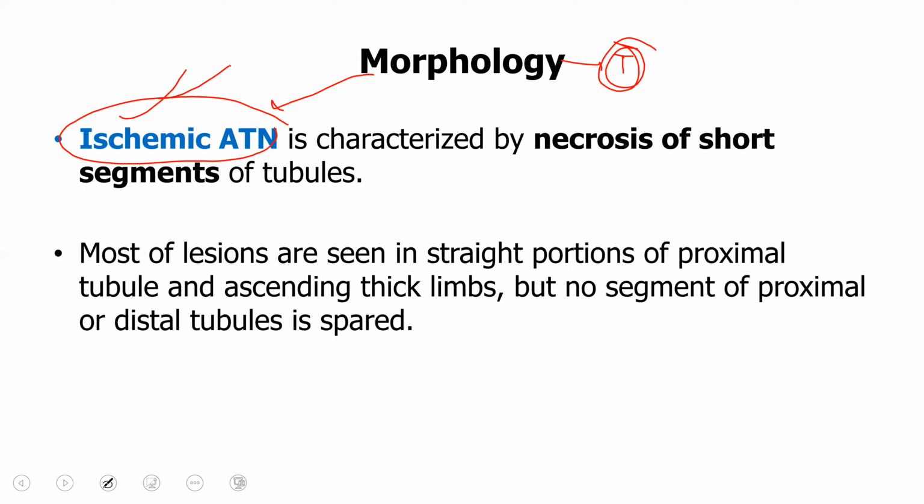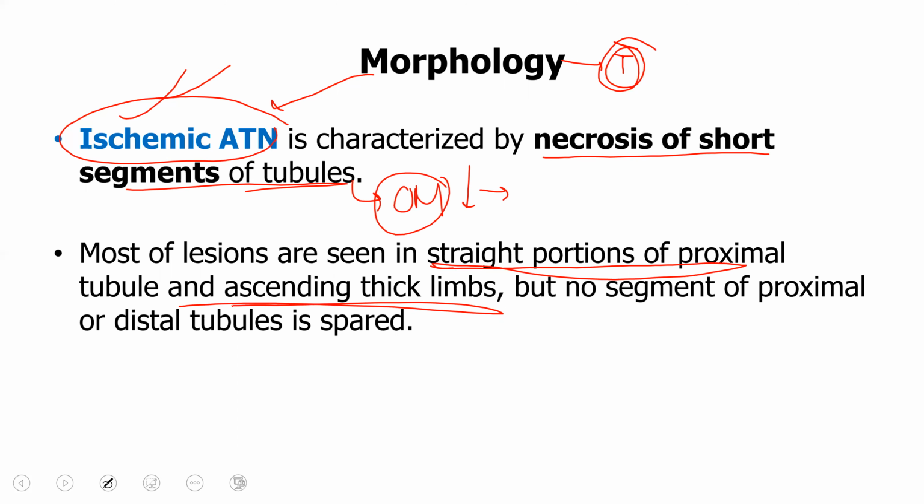As I said, there will be ischemia to the tubular cell, and that will result in necrosis of a short segment of the tubule. I think you will be clear that there will be damage to the tubule in the outer part of the medulla because of decreased blood flow and increased oxygen demand, and that will happen in the straight portion of the proximal convoluted tubule and the thick ascending limb of the loop of Henle. But it can involve the proximal convoluted tubule and distal convoluted tubule as well. So no tubule is spared, but the most common site is the straight portion of the proximal convoluted tubule and the thick ascending limb of Henle.